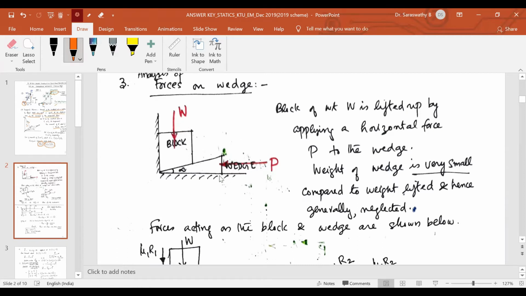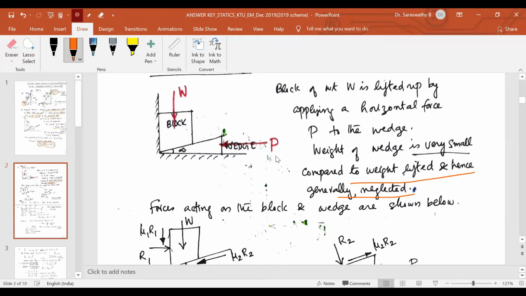So the weight of the wedge is neglected. Block W is lifted up by applying a horizontal force. So the motion of the wedge is horizontal and the motion of the block is upward. Compared to the weight lifted, the weight of the wedge is very small, hence it is neglected. These are the two things to be remembered. The wedge moves towards right and the block moves towards up. These are the two directions of motion.